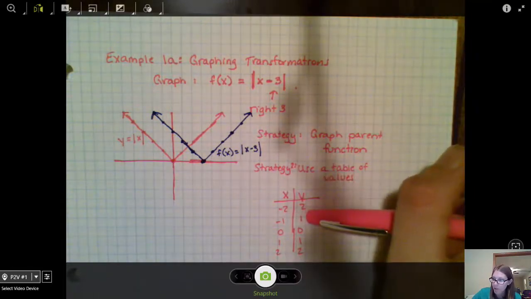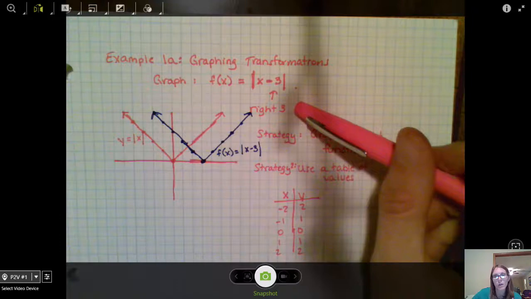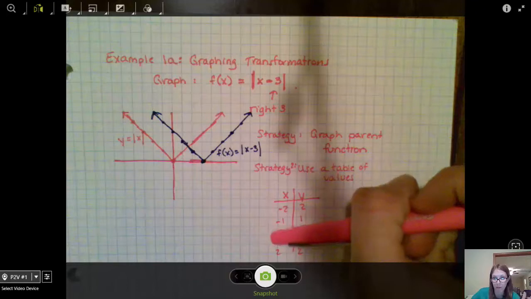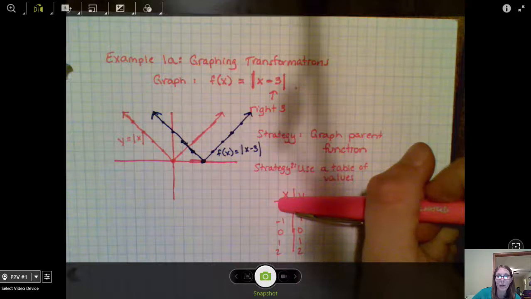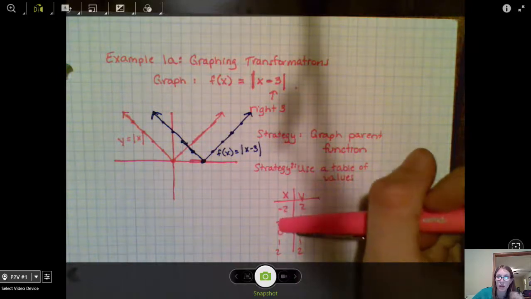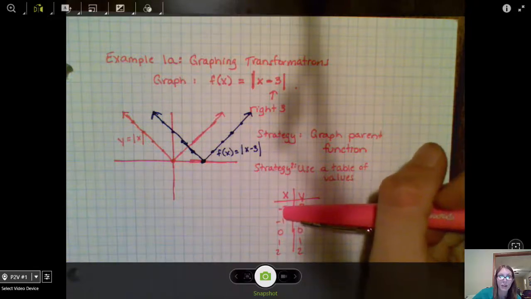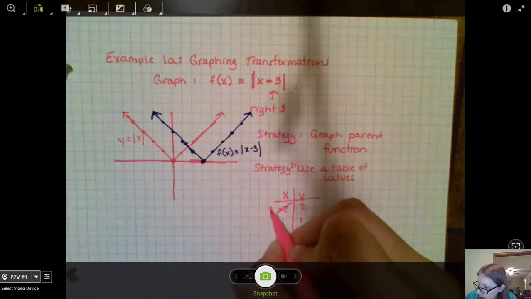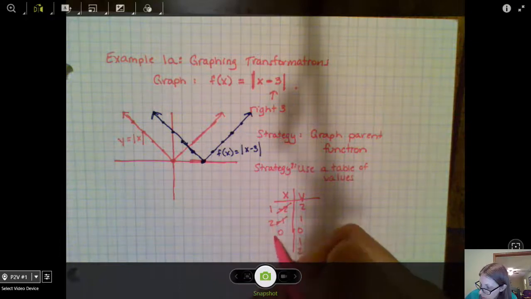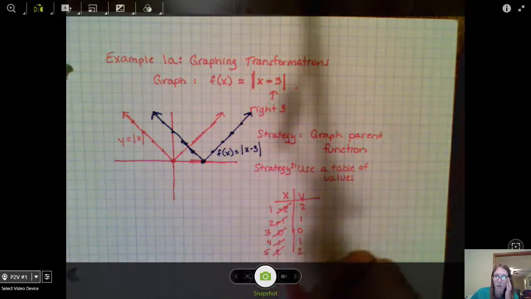But anyway, when we see this table of values, we need to think about, okay, we know our transformation is right 3. Is that going to affect our x or our y values? Well, it's affecting your x values since it's going left and right. If we want to move our graph right 3, that means my x values are going to get larger. So I add 3 to each x value.